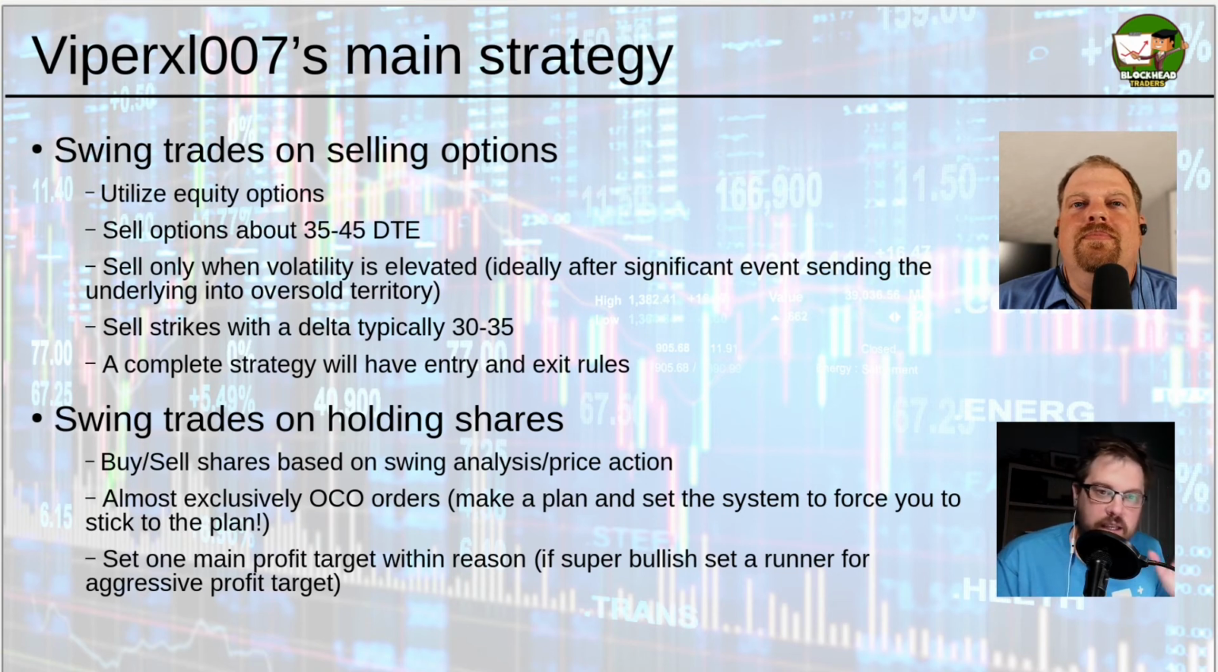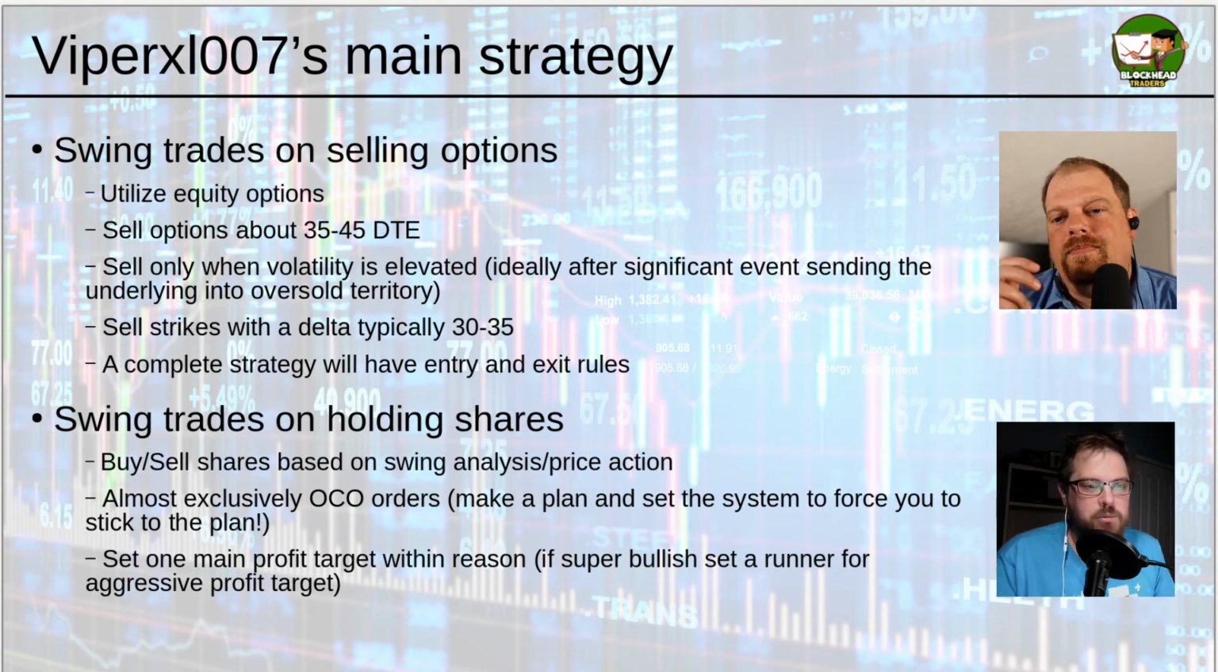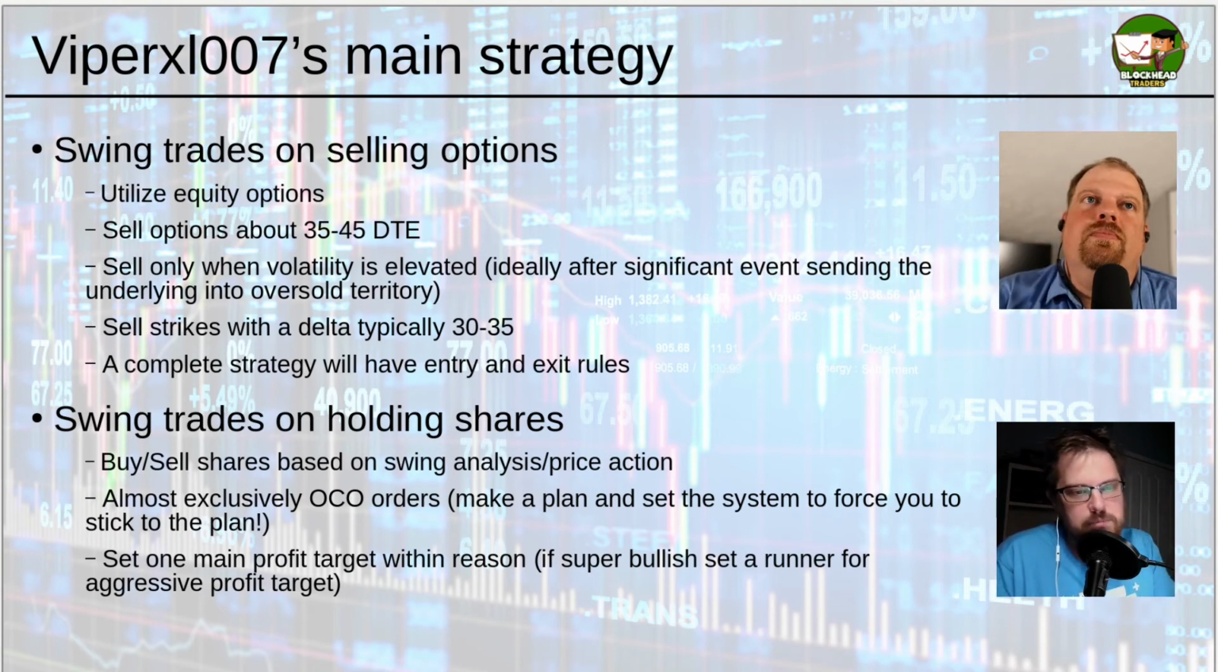And then just to make sure, and this is part of my being as robotic as possible, almost exclusively, these go in as OCO orders. And an OCO order, I believe, stands for one cancels other. And so basically what this lets me do is use the system to force me to stick to the plan that I made. So let's just keep sticking with simple numbers. $15 is my buy.